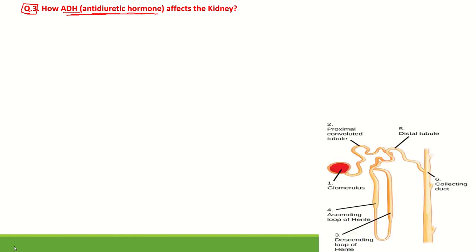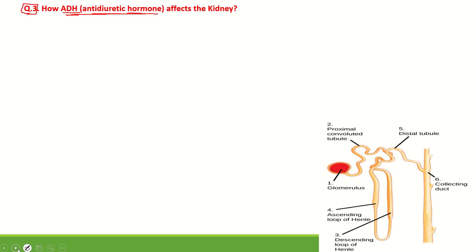So here is another question. What do you mean by ADH? ADH means antidiuretic hormone, and it affects the kidney. How does it affect the kidney? We know that water is reabsorbed by osmosis from the fluid in the nephron. Where is it? That is the nephron.